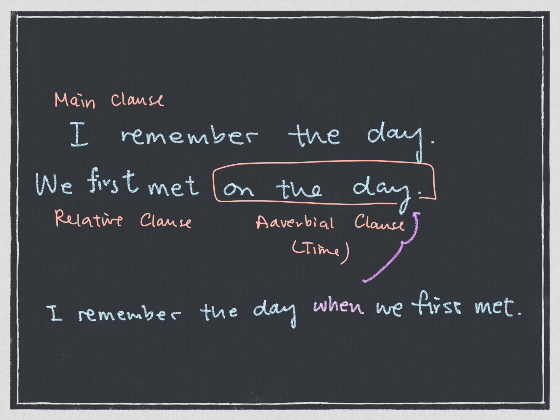So let's take a look at this example. I remember the day. We met on the day. Let's assume I remember the day is the main clause. That's the main message I want to tell you. And we want to give extra information about the day, so we make the second sentence a relative clause. In the second sentence, we met on the day, on the day is an adverbial clause to talk about time. And so we use the double-H word when to replace this adverbial clause and make this sentence into a relative clause like this: I remember the day when we first met. So this is how we make a relative clause with the relative adverb when. When is used to replace the adverbial clause that talks about time.